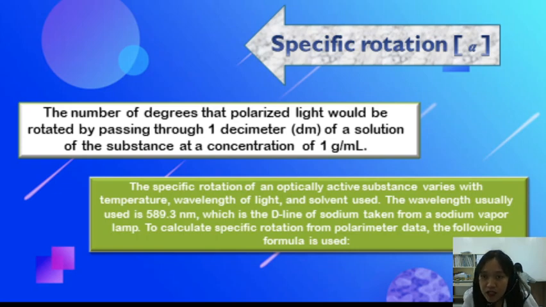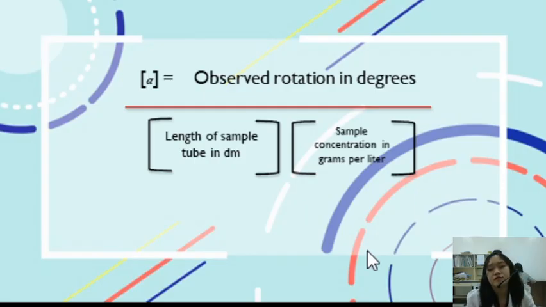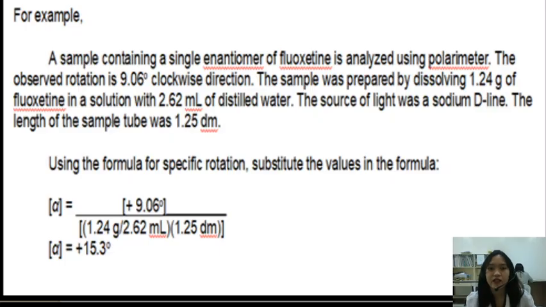Okay. So to calculate specific rotation of the polarimeter data, the following formula is used. So ito yung formula natin. You have specific rotation, A is equal to observed rotation in degrees. So the value for this, dapat degree yan siya. Divided by the length of sample tube in decimeter times the sample concentration in grams per milliliter. So, milliliter ito dapat.